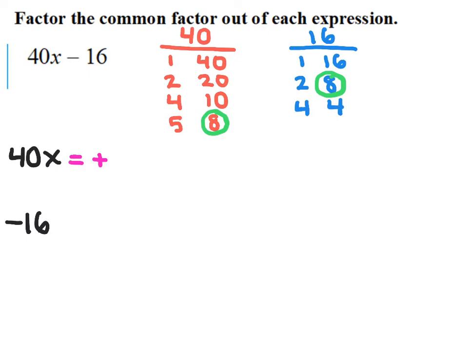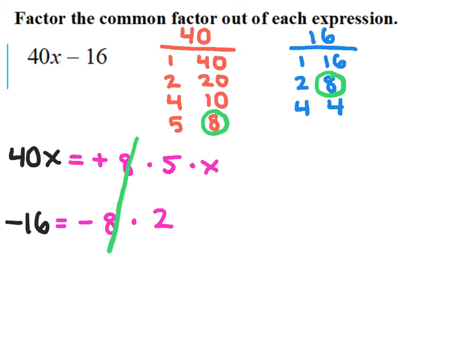My greatest common factor is 8, so I'm going to have positive 8. And for 40, 8 divides by 5, so I have positive 8 times 5, and then I have an x attached. For 16, negative 8 was my greatest common factor. When I divided 16 by 8, I got 2, and there's no variables.